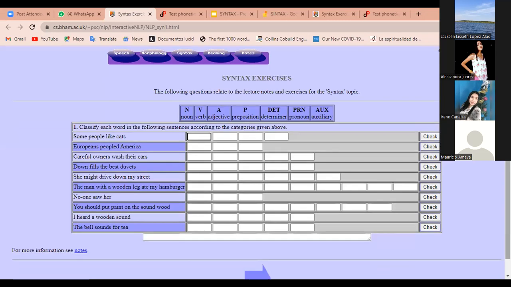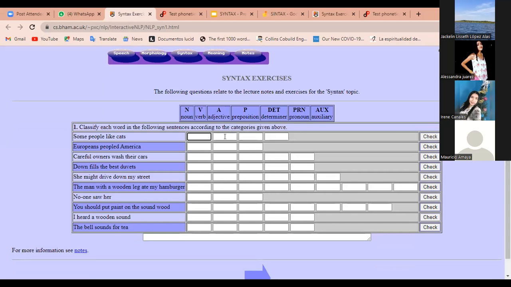Teacher Jackie, I don't understand what we are going to do because I don't know. That exercise is a little confusing for me. Oh, okay, Irene, give me a moment. I'm going to share my screen and I'm going to explain. Can you see? This is the exercise. Yes, but I don't know what we are going to write down.